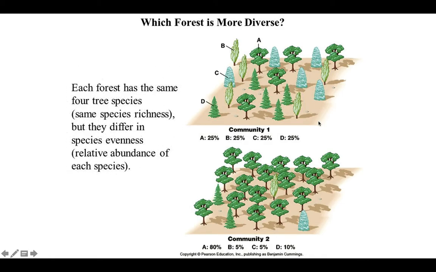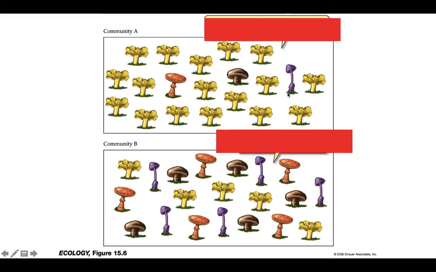Okay, hopefully it was pretty easy. Community 1 is the best choice. We have a nice species evenness, 25% of the 4 species, whereas in this one it's very uneven, and there are 4 species of tree in each one. So the richness is the same, but the evenness is a lot better in the first community. Try this one. Which one is more biodiverse?